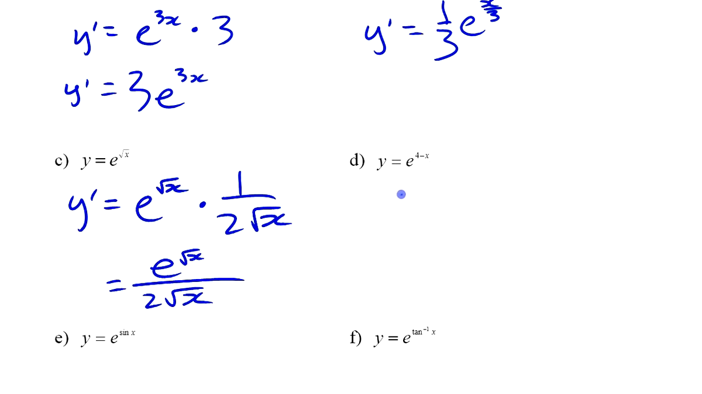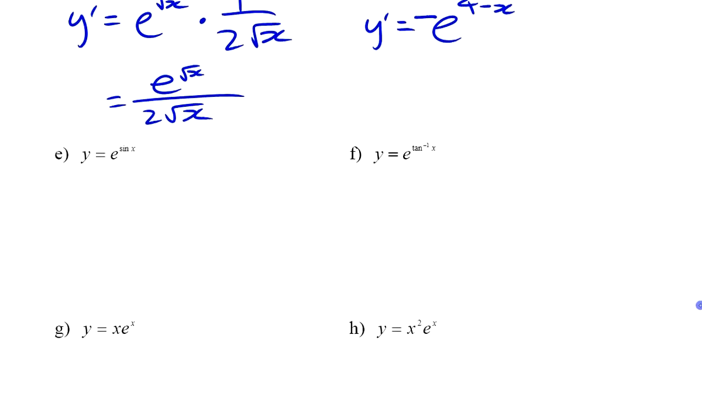Over here, y prime is going to be e to the 4 minus x times the derivative of that inside function. Derivative of that inside function, 4 minus x, is just -1. So I'm going to put a negative right in front, and that's it.